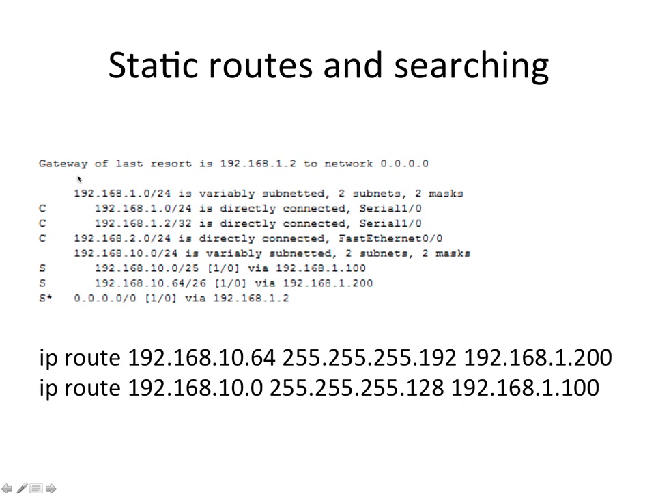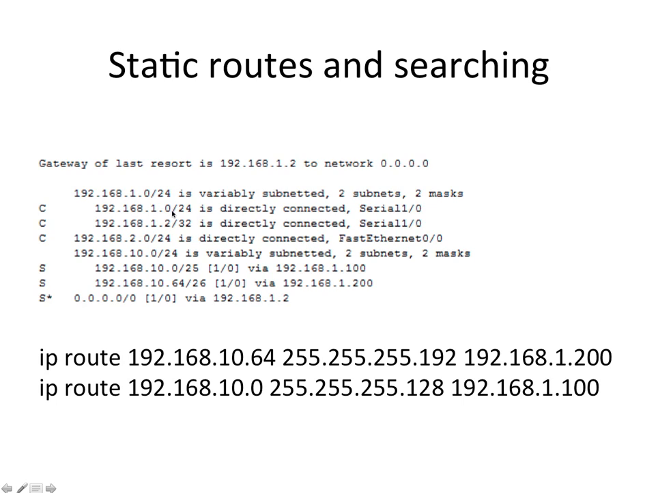The way it's going to search is going to start with the longest prefix length. So it's going to be like, okay, 192.168.10.64. No, 192.168.1.10 doesn't match that. It's going to check this one. 192.168.10.0. No, 192.168.1.10 doesn't match that. And then it's going to start checking the /24s, and eventually it will match this one. 192.168.1.10 will match that.